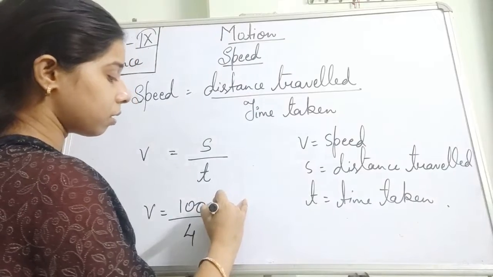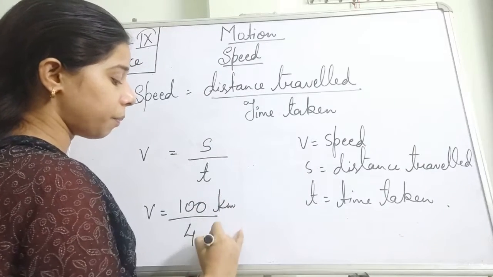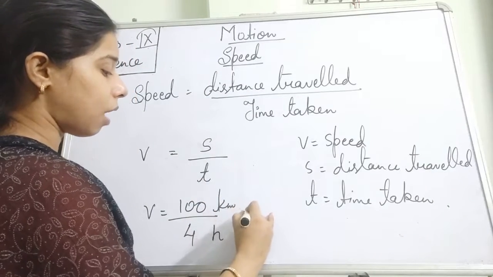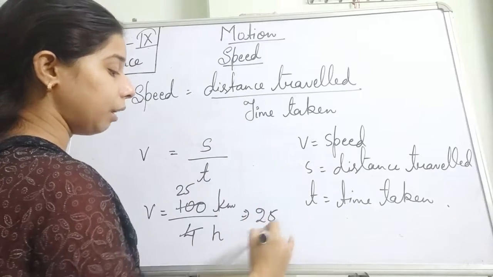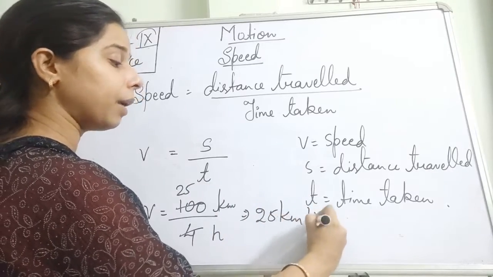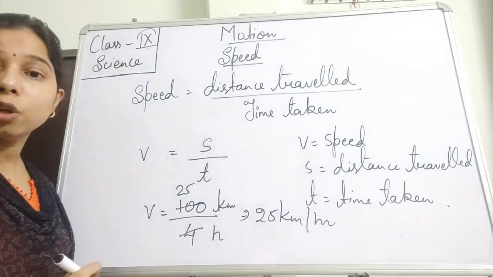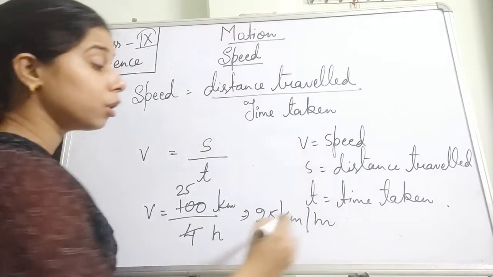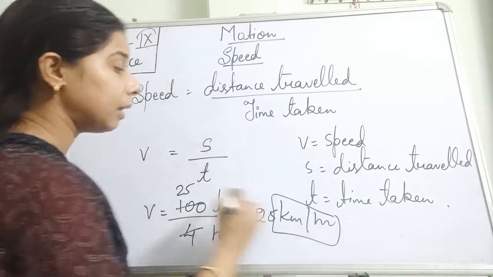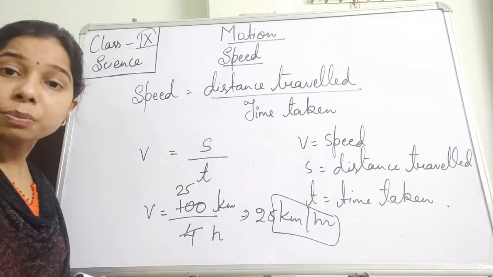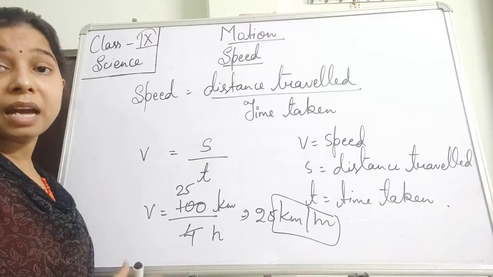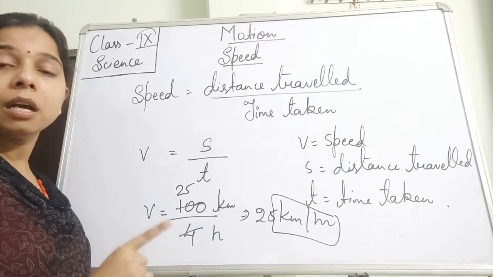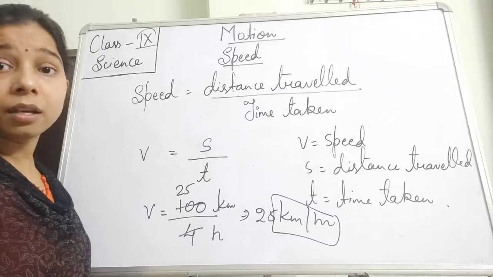So this is represented as kilometer, and this is represented as hour. So the answer will be 25, and we will write it here: 25 kilometer per hour. Kilometer per hour is what? It is the unit in which we are representing the speed. Okay, so speed is equal to distance upon time. If we have taken the distance in kilometer, remember that the time will be in hour.